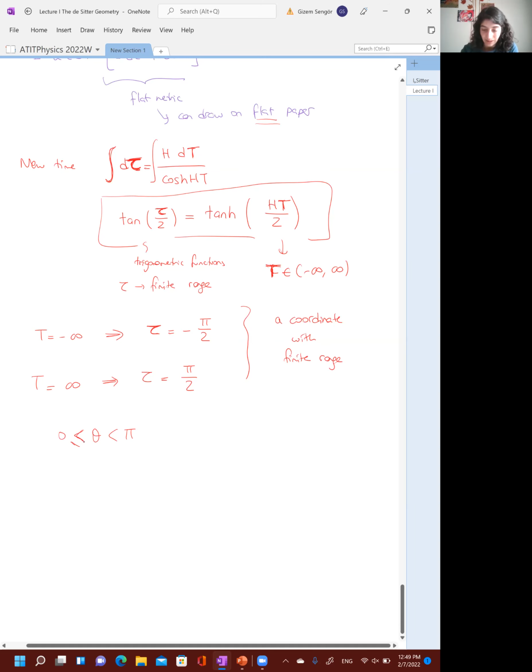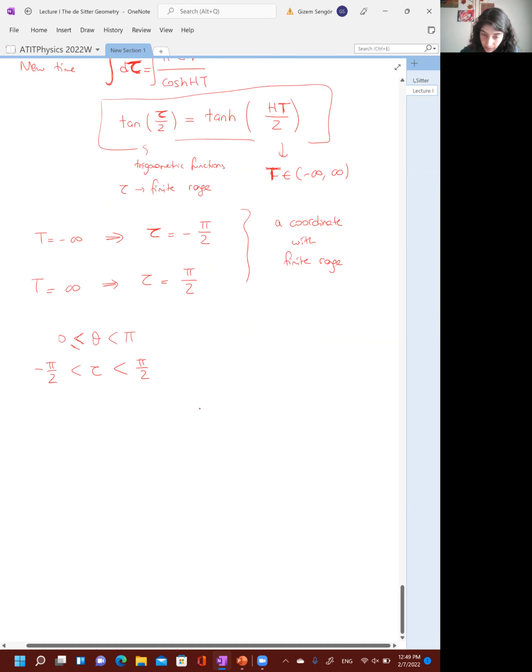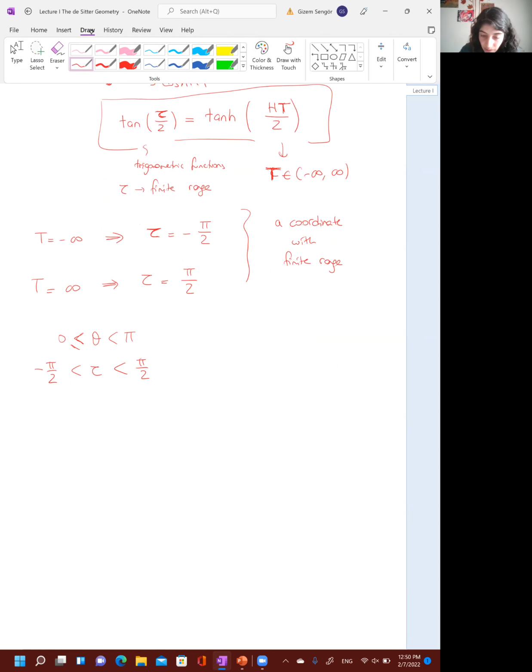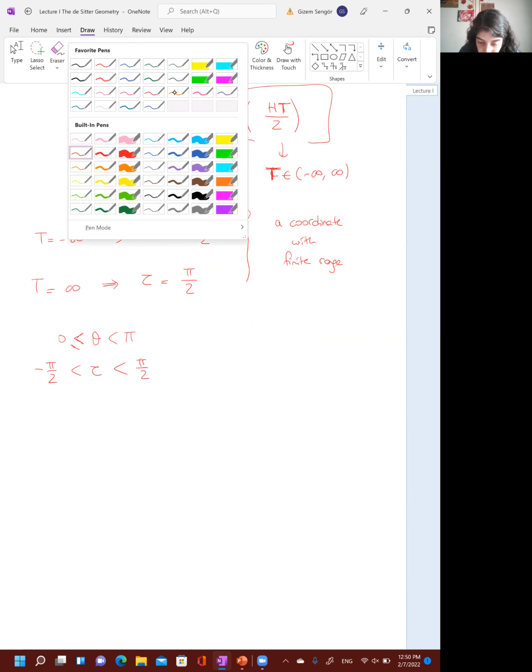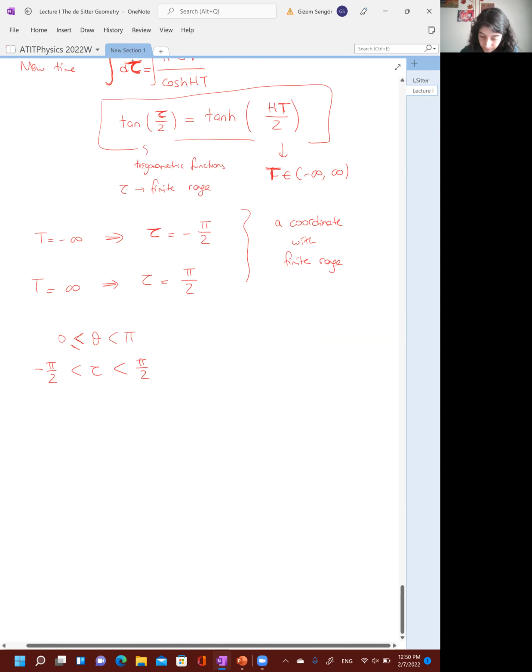Okay, so of course we are integrating both sides. Now, if we look at our coordinate system, we have -π/2 to π/2. Now let's just draw this. Actually, this is what the Penrose diagram is. It's a picture of the range of the coordinate system. This can be tau. And this can be theta.